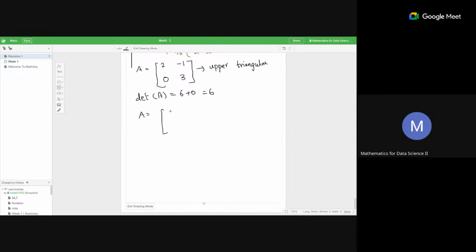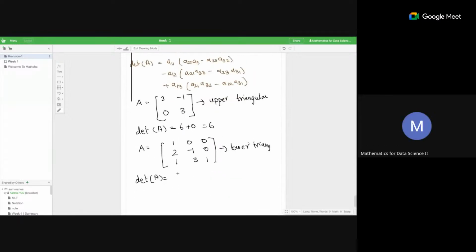A is equal to 1, 0, 0, 2, minus 1, 0, 1, 3, 1. What is the type of this matrix? Lower triangular matrix. I'm just taking some specific examples; we can find determinant for any square matrix. According to the formula, 1 times of minus 1 minus 0 plus 0 plus 0. So what's the answer? Minus 1.